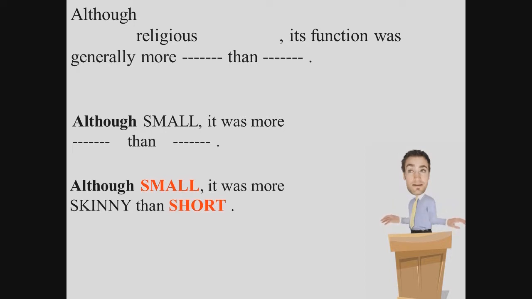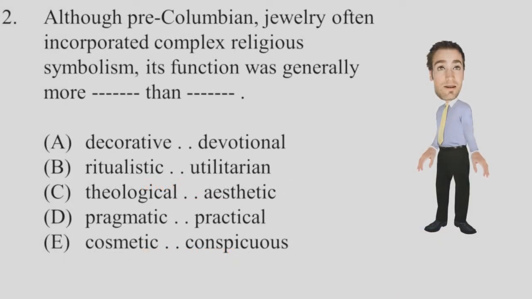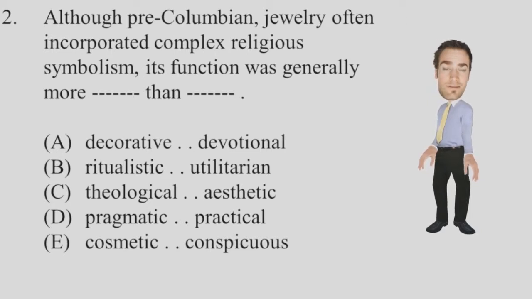Let's see how that compares to the original sentence. Although religious, its function was generally more blank than blank. We need the second blank to somehow relate with something religious. Looking at the entire question again and focusing on the second word of each choice, we're given the following options. Devotional in choice A, utilitarian in choice B, aesthetic in C, practical in D, and conspicuous in E.